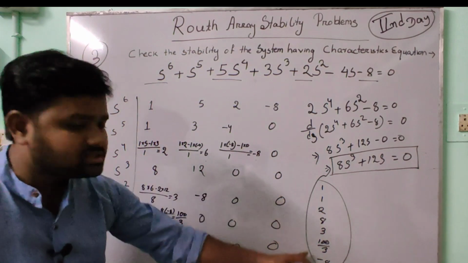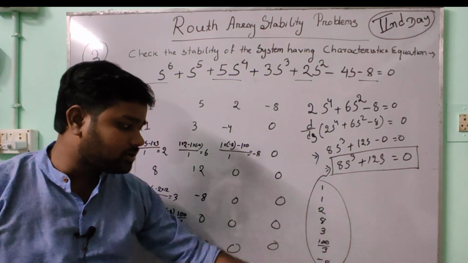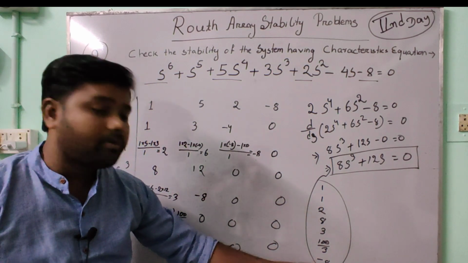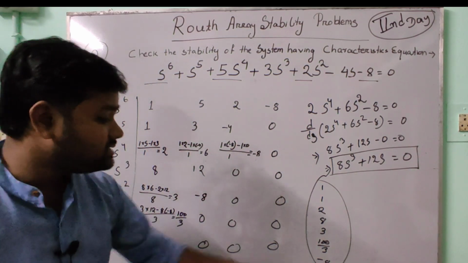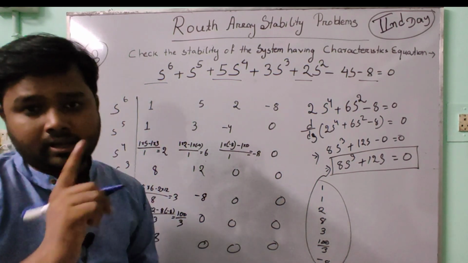Here all the terms are positive excluding the last one, which is negative, so the system is unstable. The number of poles in the right half of the s-plane is 1, because the sign changes from positive to negative only once.